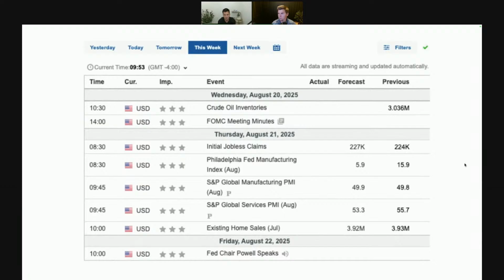This week for economic news, we don't have any major news. Obviously, the Fed is meeting right now, so we'll get bits and pieces from them over the week. We have jobless claims on Thursday, which will be an important metric for the Fed's decision on cutting interest rates. And then Powell speaks Friday morning at 10 a.m. We'll see what he has to say.